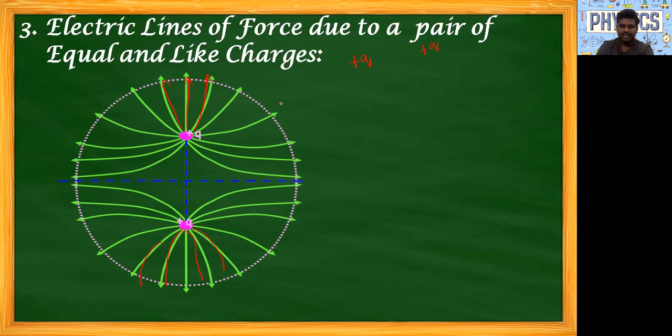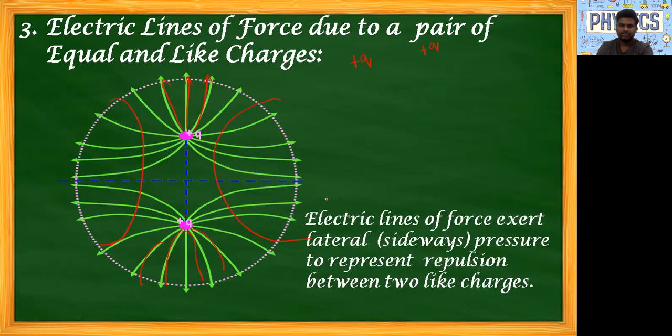And what we observe sideways is that the lines expand. So if the lateral sideways lines expand, that represents two like charges repelling each other. The electric lines of force exert lateral or sideways pressure to represent repulsion between two like charges. If lateral sideways pressure is there, that represents the repulsion between two charges.